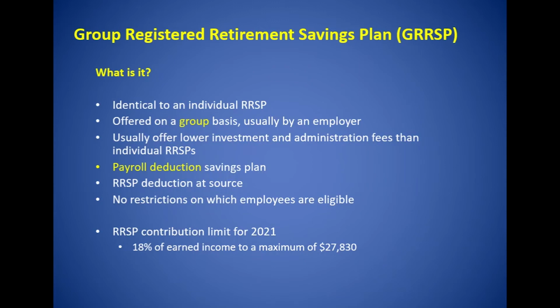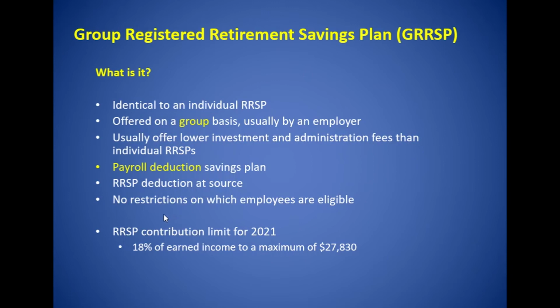But in any event, the total of your group RRSP and individual RRSP contributions cannot exceed this RRSP contribution limit. So you can't double up simply because you're going to put money in a group RRSP and you're going to put money in an individual RRSP. The total contribution is the same.